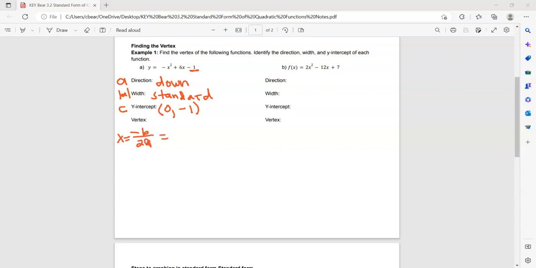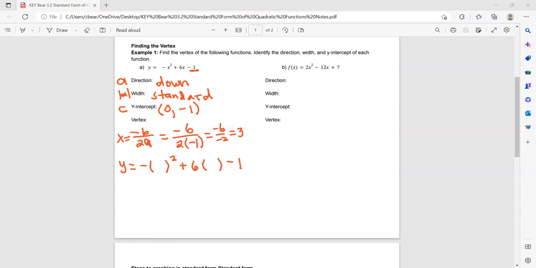Now for the vertex, we need negative b over 2a to get the x coordinate. In this case, that's -6 over 2 times -1. I'm just replacing the b and the a from our equation. And that gives us -6 divided by -2, which is 3. Now remember, that is just the x coordinate of the vertex, so we have to find the y coordinate now. That 3 that we just got, we're going to plug it into our equation. The way I like to do this is I like to write what that equation looks like with just blank spots for the x's so that I can replace them with the 3 that we got.